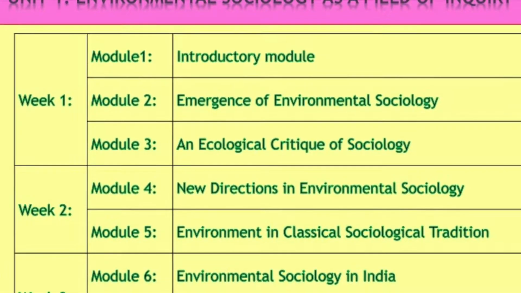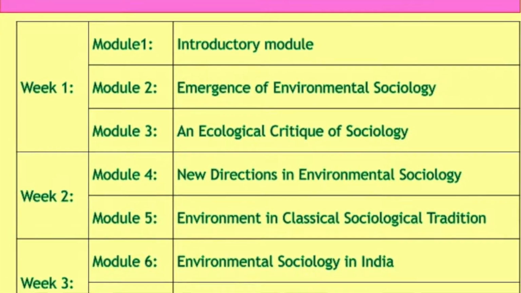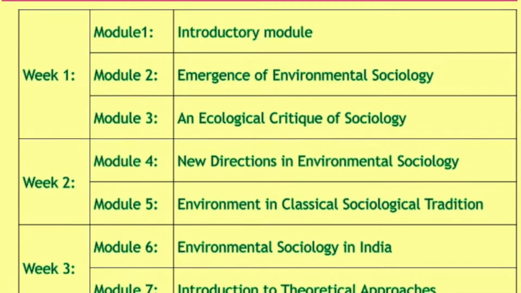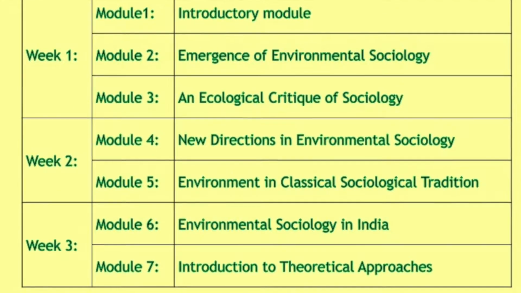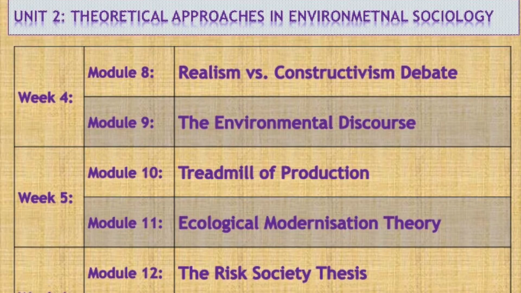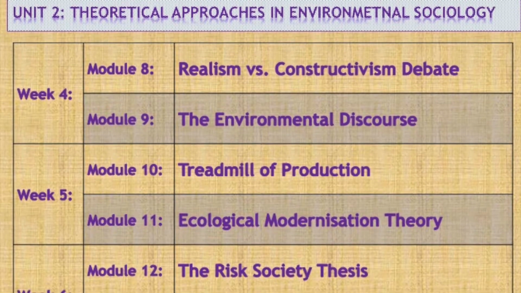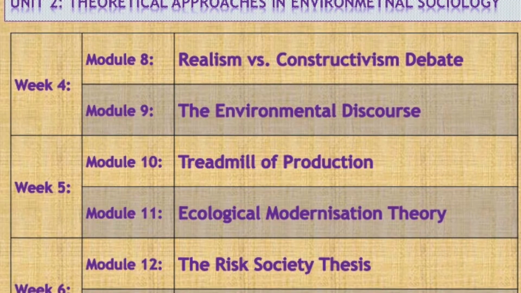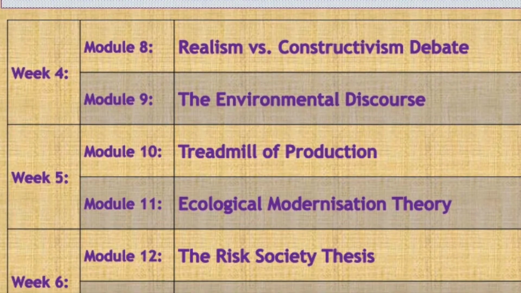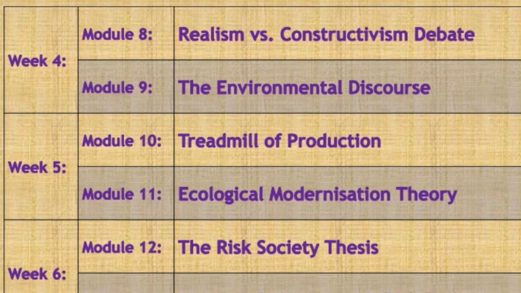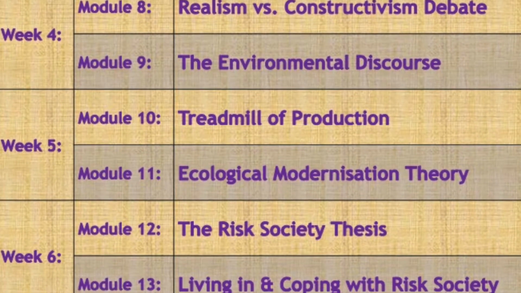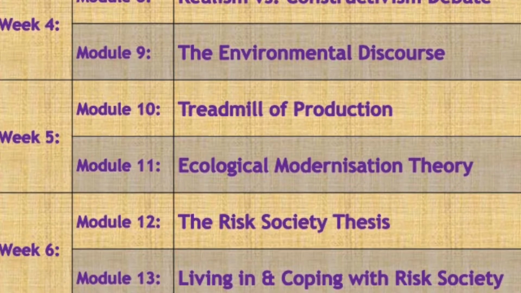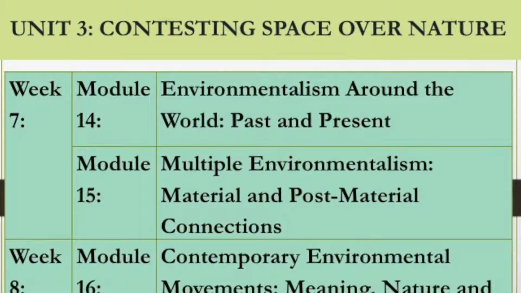It will include important topics like emergence of environmental sociology, ecological critique of sociology, environment in classical sociological tradition, and environmental sociology in India. Unit 2, Theoretical Approaches in Environmental Sociology, will be covered in 3 weeks with 6 core modules. It will focus on 3 important theoretical perspectives, that is, treadmill of production, ecological modernization theory, and risk society thesis.